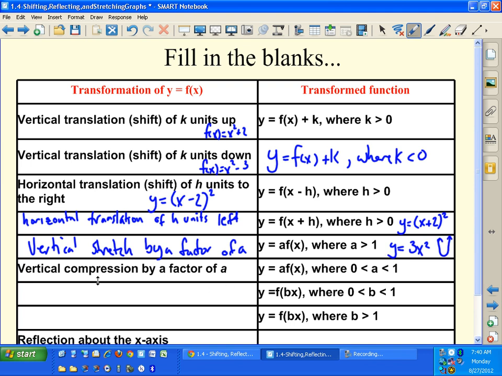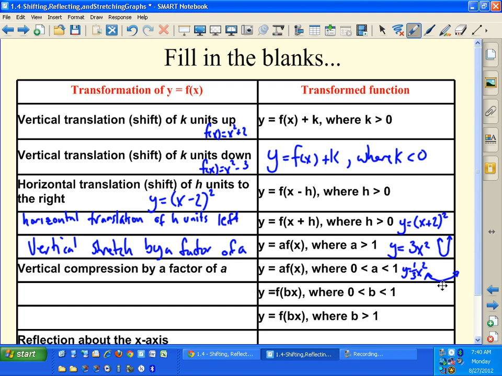Where down here, we have a vertical compression, where a is between 0 and 1. If it was y equals 1/3 x squared, then the graph would be a lot lower and wider. So that's compression. It's getting pressed down towards the x-axis. This one is getting pulled up away from the x-axis.